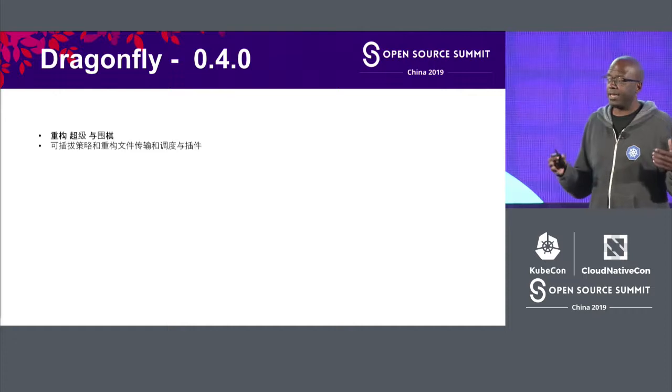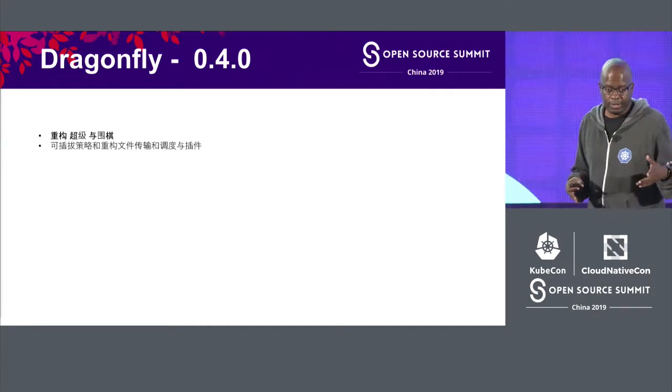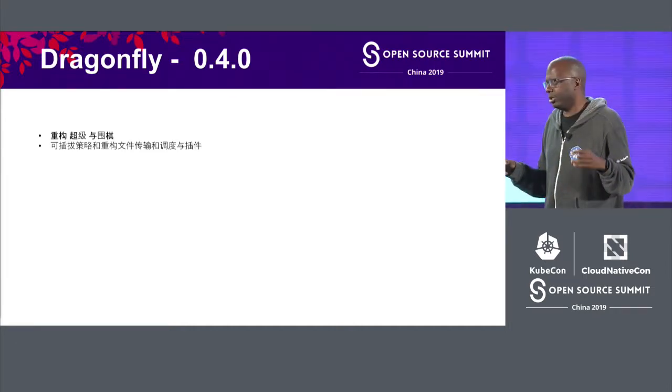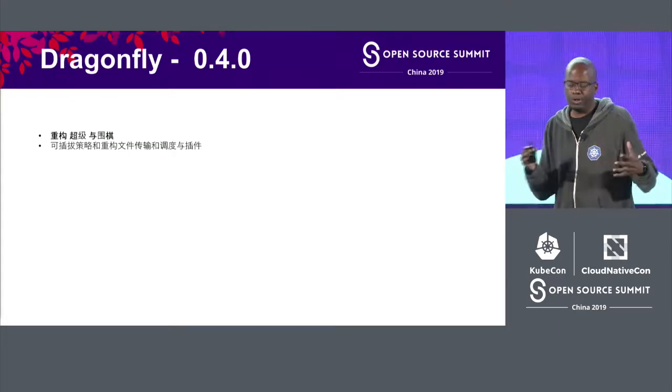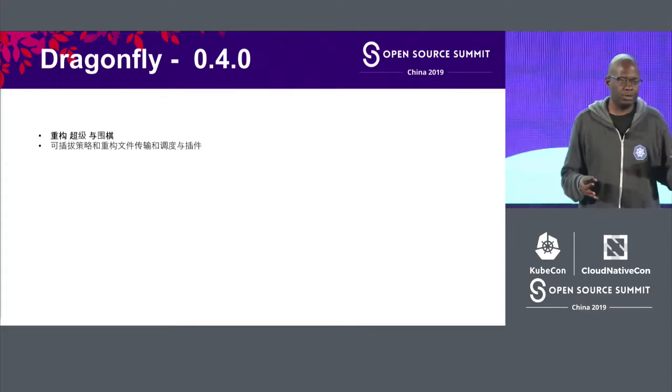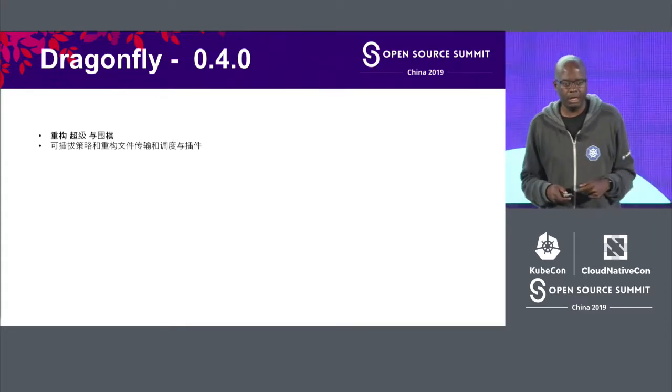So Dragonfly is currently at 0.4. One of the biggest features in there is that they've done a lot of work moving the supernode process inside of Dragonfly to Go for performance and stability.